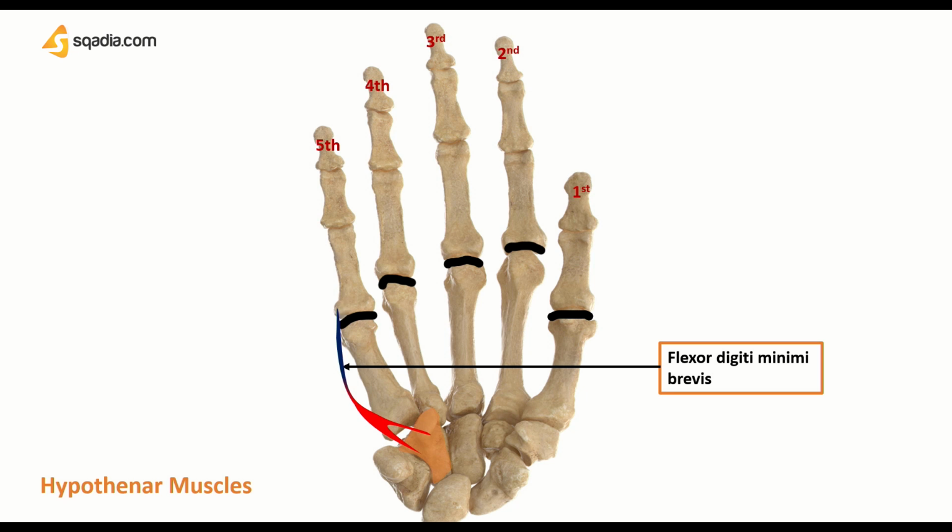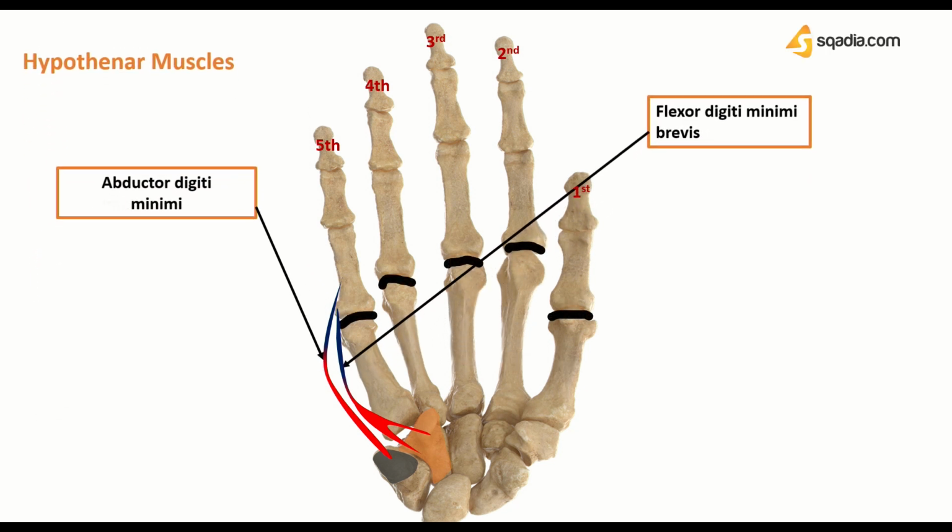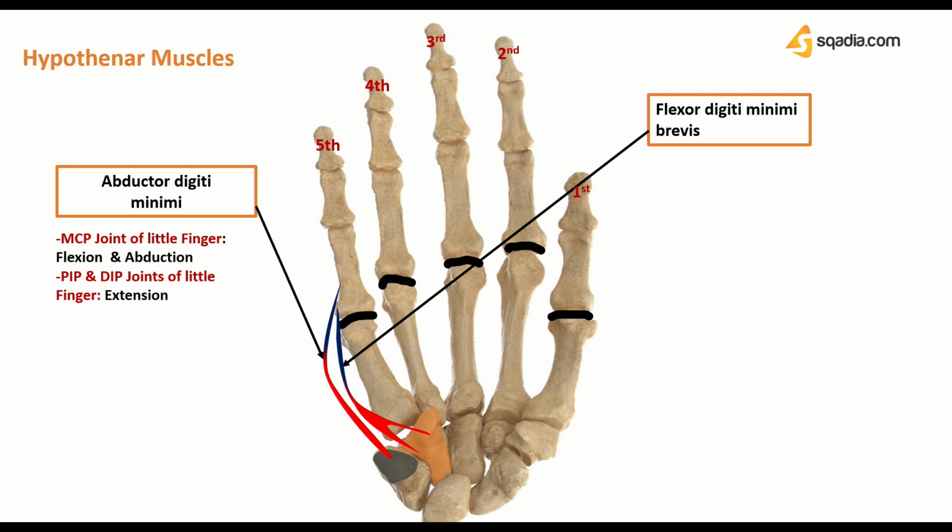Then we have abductor digiti minimi, which originates from the pisiform bone and has insertion on the 5th proximal phalanx and the dorsal digital expansion of the 5th digit. Abductor digiti minimi can cause flexion and abduction at the MCP joint of the little finger and extension at the PIP and DIP joints of the little finger. Then we have the flexor digiti minimi brevis, which can cause flexion at the MCP joint of the little finger.